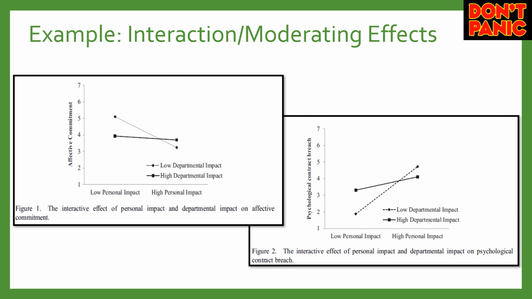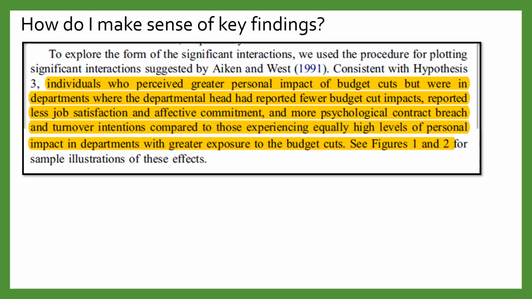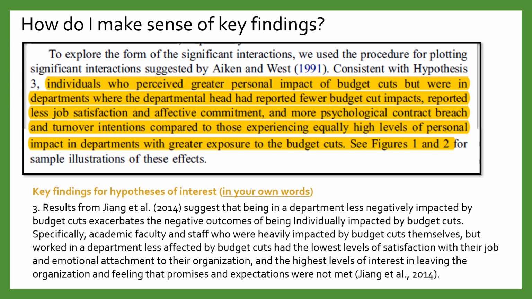Now, if you find it difficult to make sense of these figures, don't panic. You will get a summary of results in the results section and often in the abstract and discussion of a journal article. So here you can see the summary of key findings. Individuals who perceived greater personal impact of budget cuts, but were in departments where the department head had reported fewer budget cuts, had the worst outcomes, right? And we just kind of saw that in the figures.